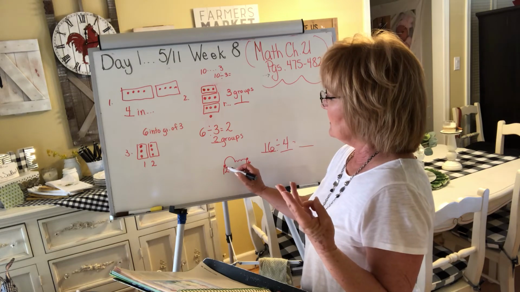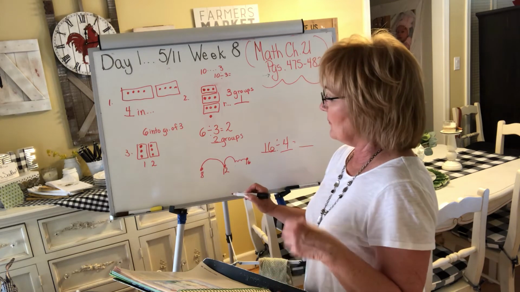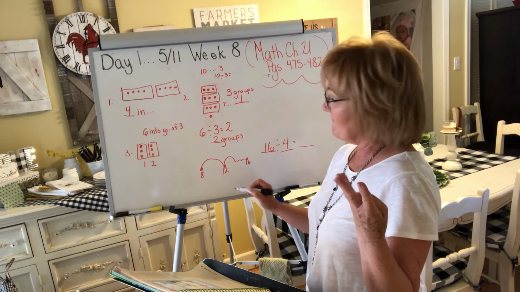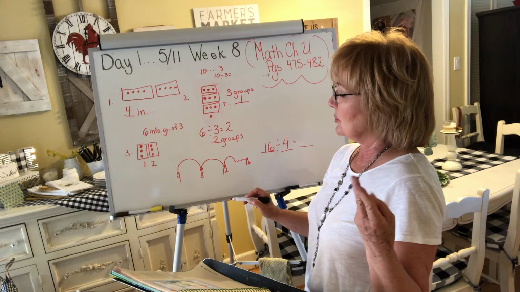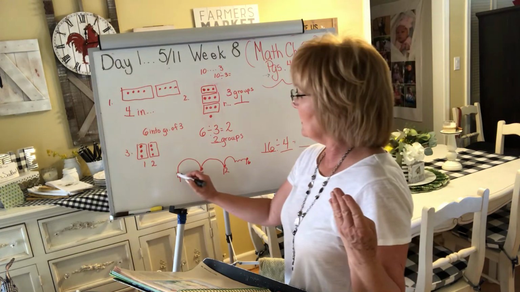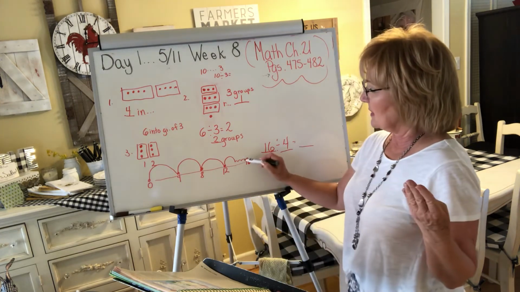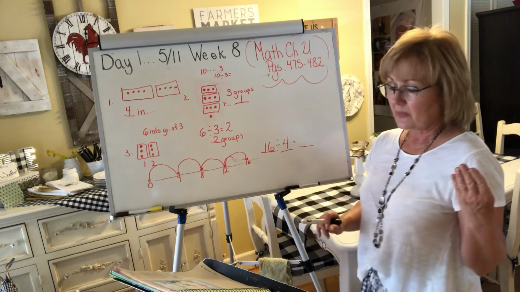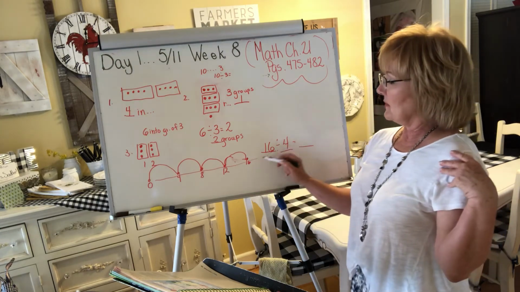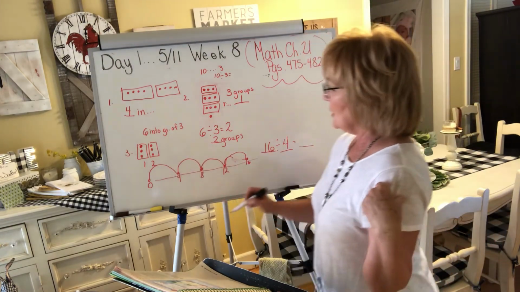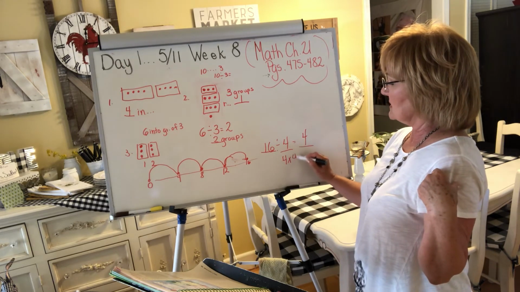11, 10, 9, 8. So you land on the 8. Jump back 4. 7, 6, 5, 4. You land on the 4. 3, 2, 1, 0. You got to make it all the way to the 0. So that's what your picture looks like, right? Like that. And the question is, how many jumps did you make? 16 divided into 4s would be 4 jumps, because 4 times 4 is 16.